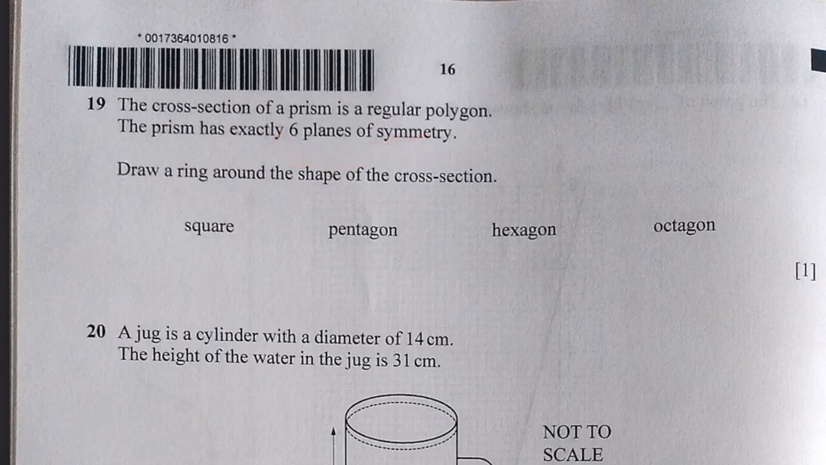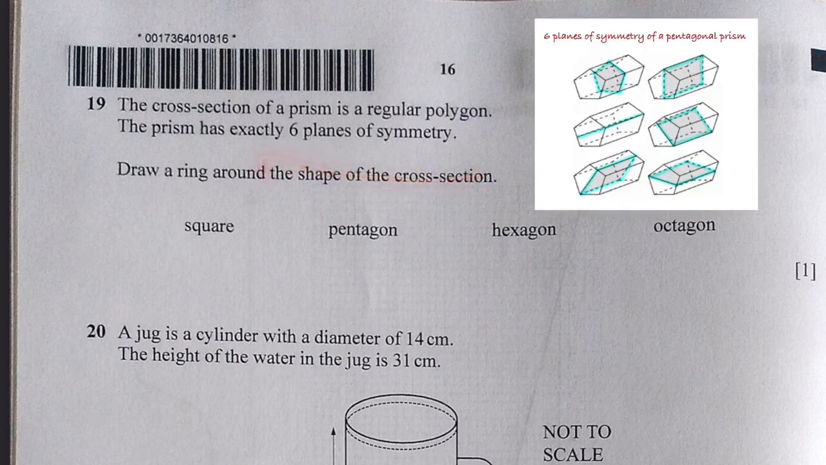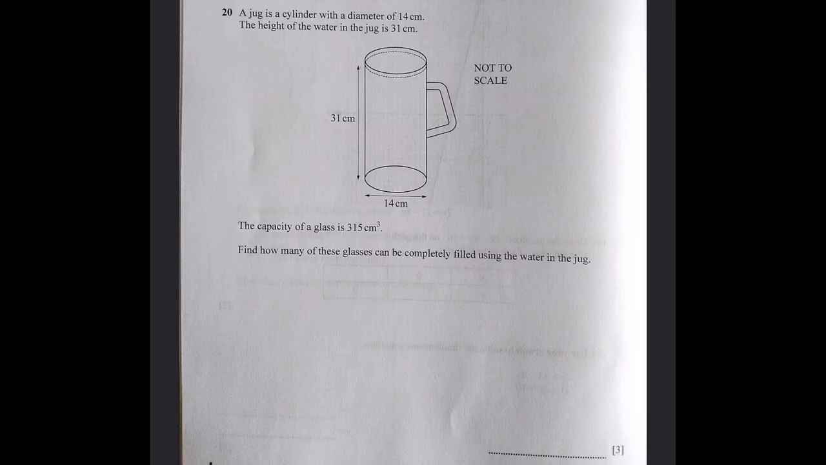Here we have the cross section of a prism. It is a regular polygon. It has 6 planes of symmetry. The number of planes of symmetry exceeds the number of lines of symmetry by 1. So if you decrease 1, you can find 5, which is a pentagon.